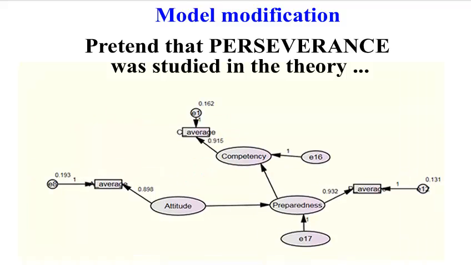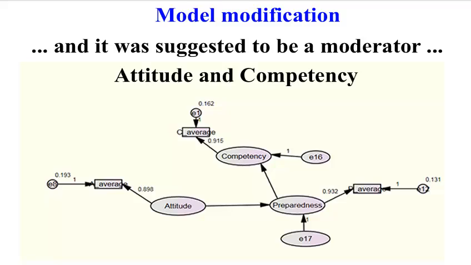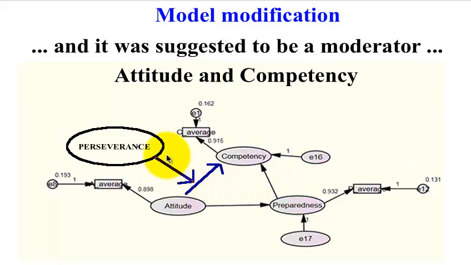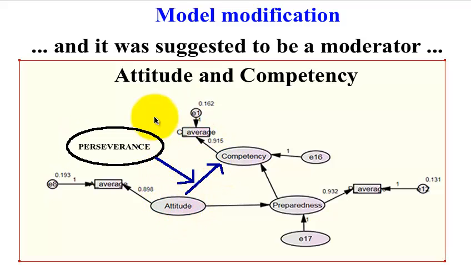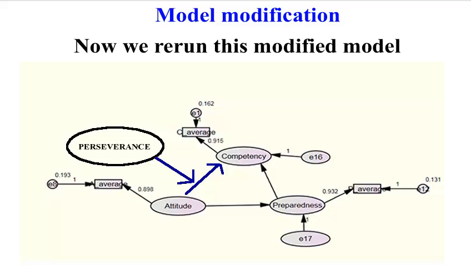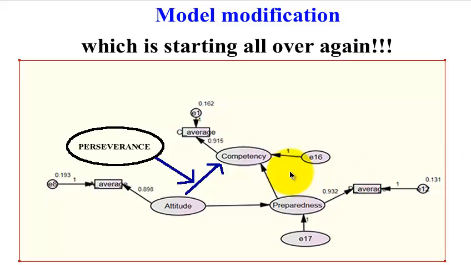And you wanted to add that to the model as a moderator between attitude and competency. So what you do is draw it into the model, and this is what the moderator symbol looks like. You've got attitude to competency with perseverance acting as a moderator. Then you would rerun this new model using structural equation modeling again, which means you're basically starting it all over. You're redoing the entire process with the new model.